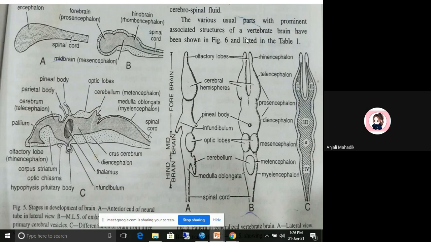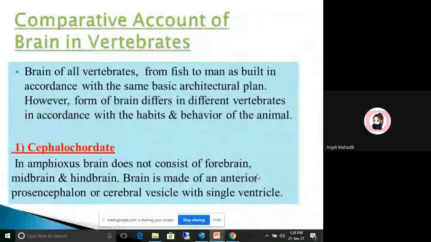So, parts and names: olfactory lobe, rhinencephalon, cerebral hemisphere, telencephalon, and these three are included in the forebrain. Then the midbrain is called mesencephalon. Then metencephalon and myelencephalon form the hindbrain. So these are the parts of the brain.